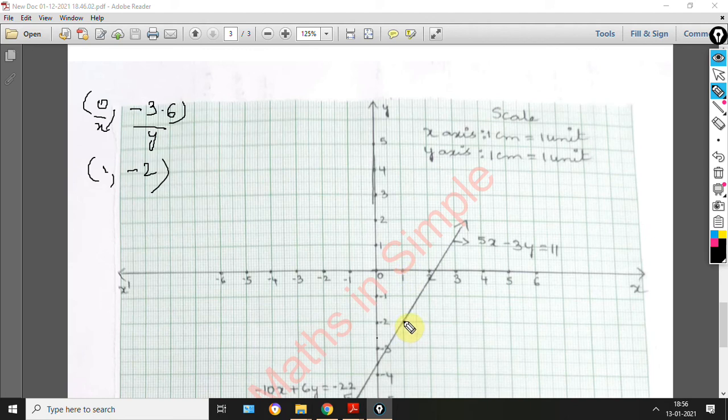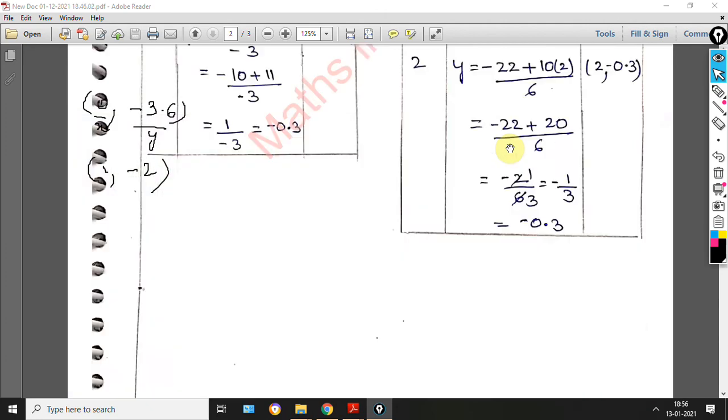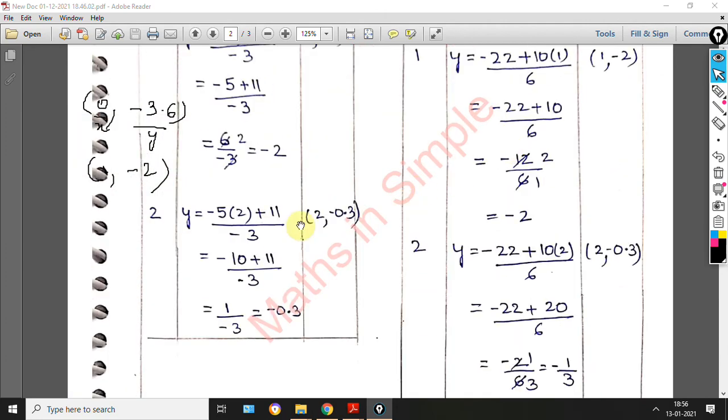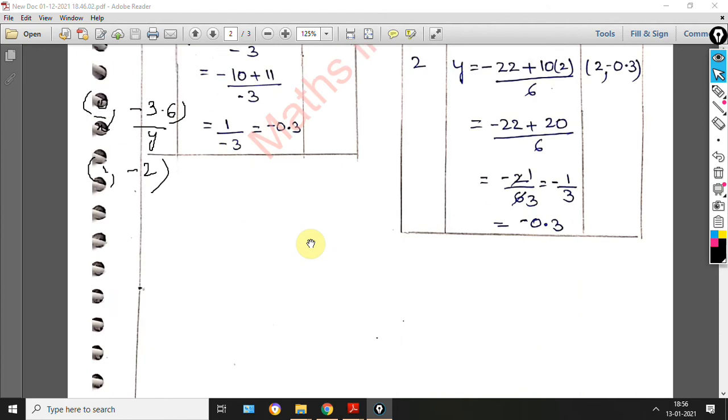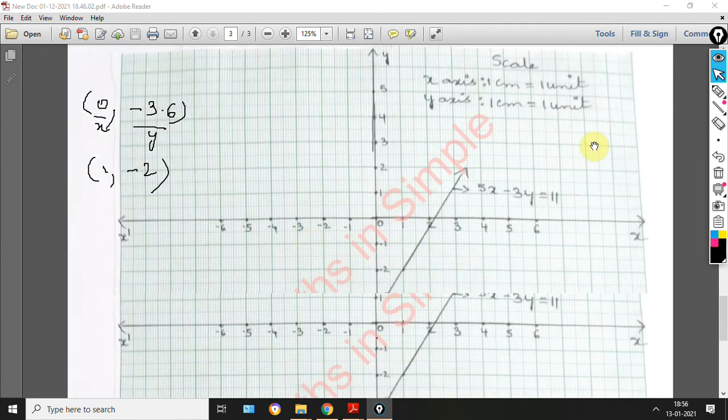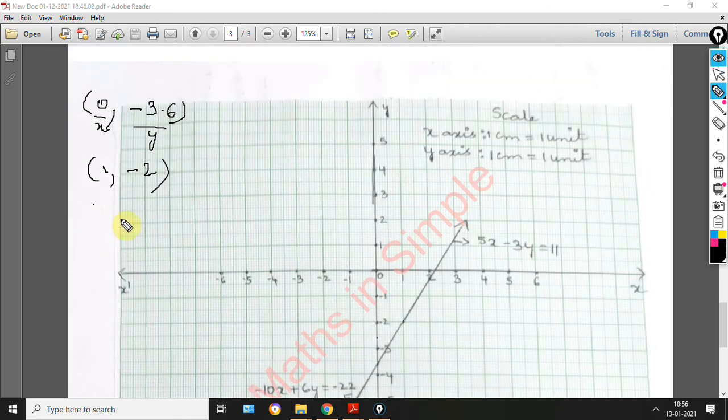So we have to put a point here again. Okay, so 2 points we have done. Next, what point did we get? The third one is 2 comma minus 0.3. So I will write here 2 comma minus 0.3.